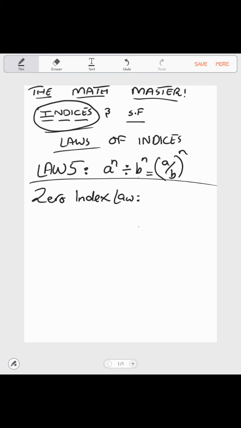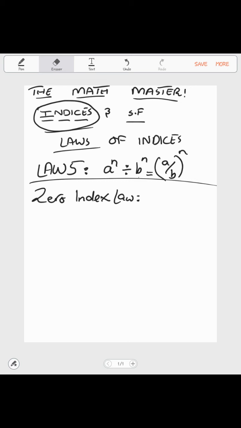It might sound like rocket science, 0 index law, but it isn't. Simply, if a to the power 0 or b to the power 0 or 100,000 to the power 0 or 999 to the power 0, any number in the universe with the power 0 equals 1. Isn't it easy? 0 index law.